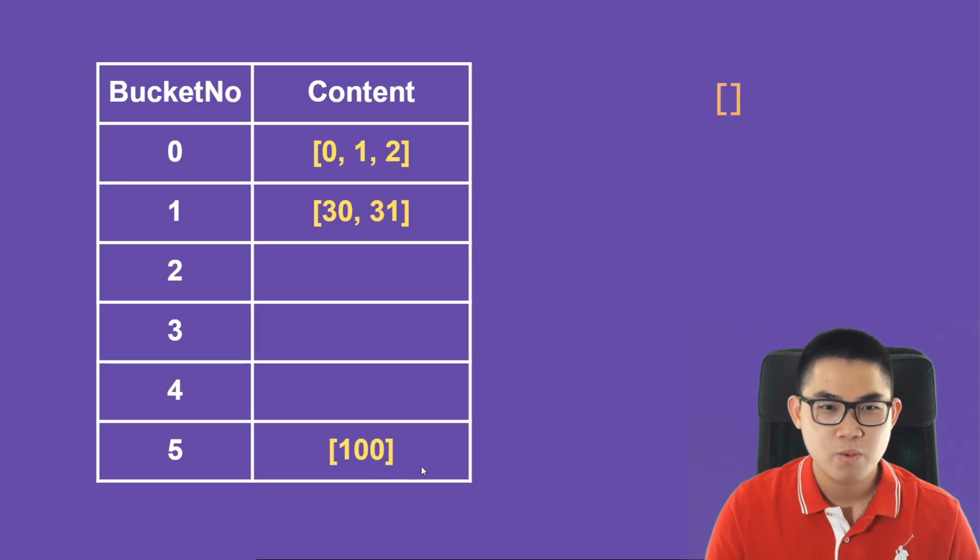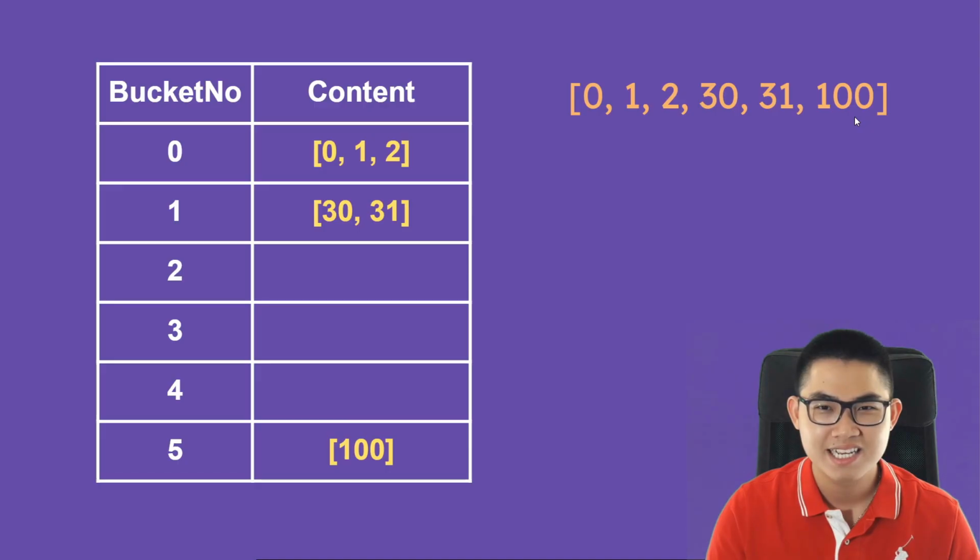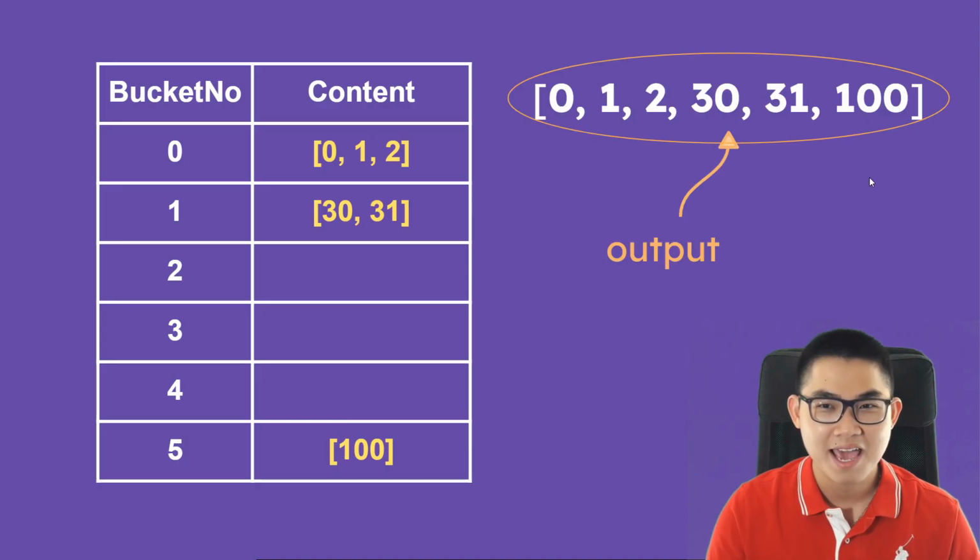And finally, we will just take the content and put it into an output list. So just take this, put it in here, we have 0, 1, 2, take this, add it to the end, 30 and 31, and 100 added to the end. And now this is the output, and we have the sorted list.